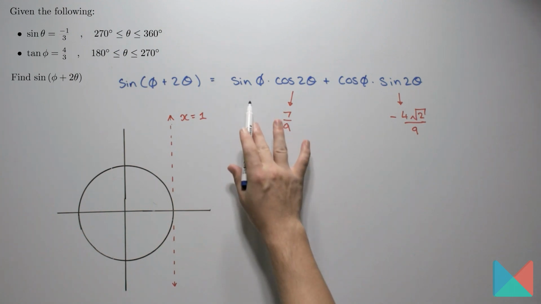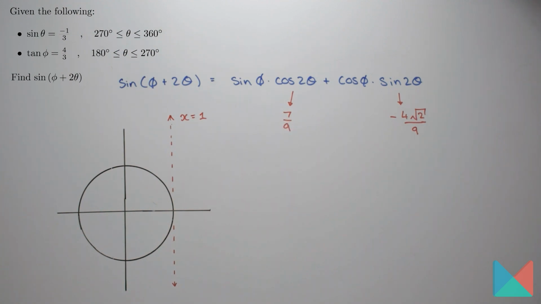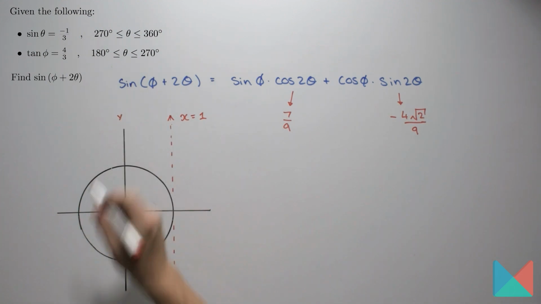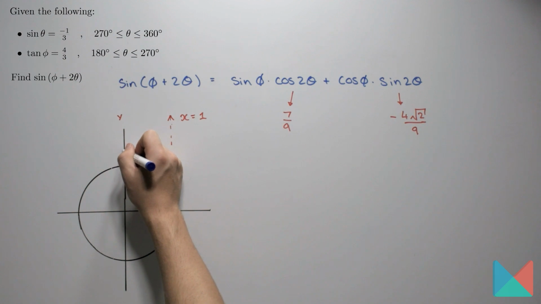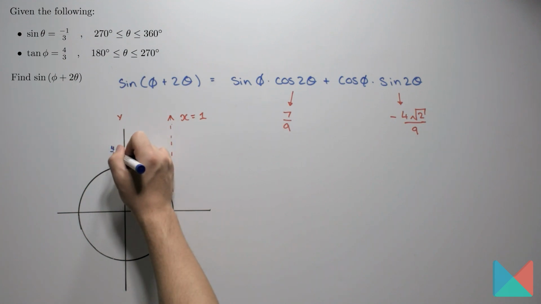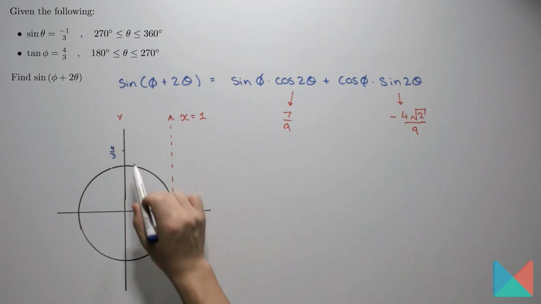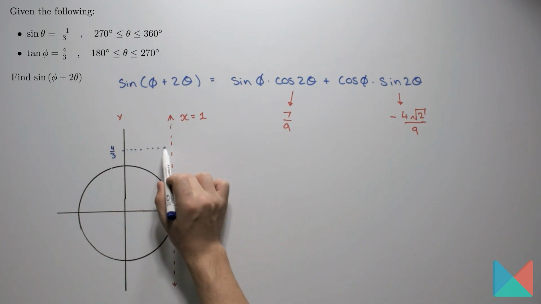In order to find sine and cos of phi, we have to use the information that we're given in the question, which is that tan of phi is equal to 4/3. And so let's try to visualize this on the unit circle, which I've drawn here. And remember that tan is read off the y-axis. And we have a value equal to 4/3, which is a bit over 1. So let's say over here. And we will extend this out to touch the x equals 1 line.